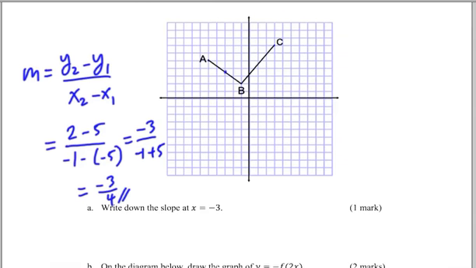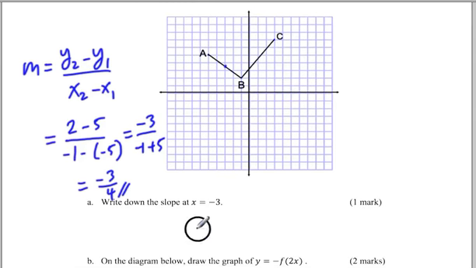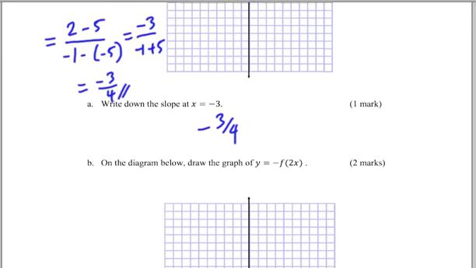So our solution for this one, write down the slope, it's simply -3 over 4. And it makes sense. It has to be negative because it's downward sloping. And so it's 3 over 4, and that's simply it. Okay. Now, let's do the second part.